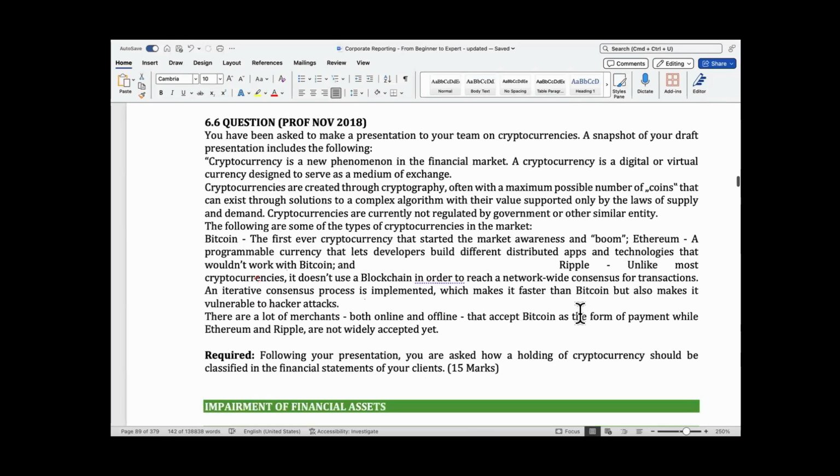This one was on cryptocurrency, where they were asking us how we present cryptocurrency in the books. I remember telling you how, by narrowing down to Bitcoin. Yeah, they wrote Bitcoin yesterday. I told you how you're supposed to present that in the books. So you really need to try and look at these materials.